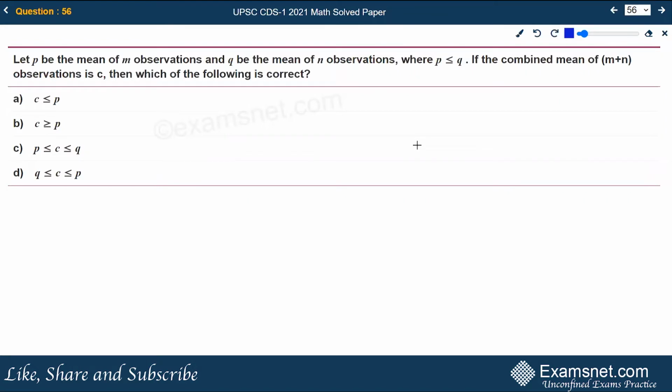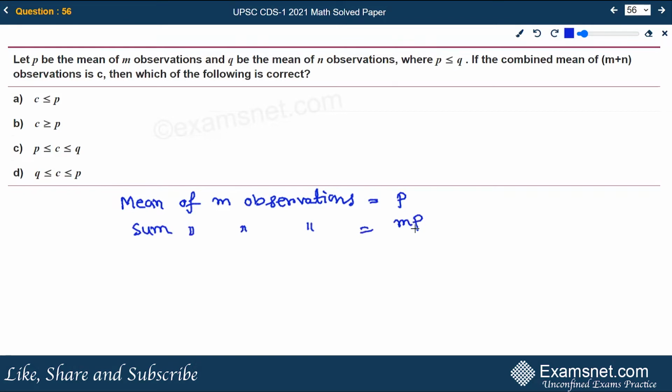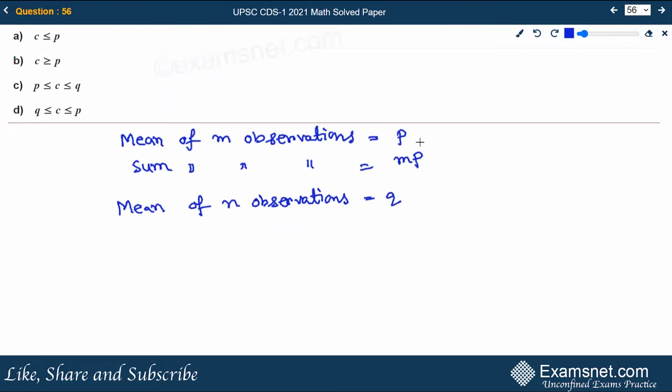In question number 56, we are given: let P be the mean of M observations and Q be the mean of N observations, where P is less than or equal to Q. If the combined mean of M plus N observations is C, then which of the following is correct? So let me first note down all the given information. The mean of M observations is P, so the sum of M observations will be MP, correct? In the same way, the mean of N observations is Q, and similarly we can find the sum of N observations, that is NQ, okay?